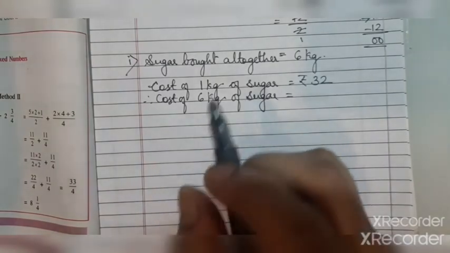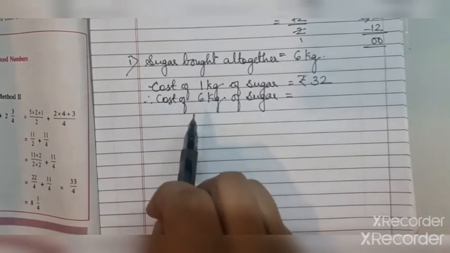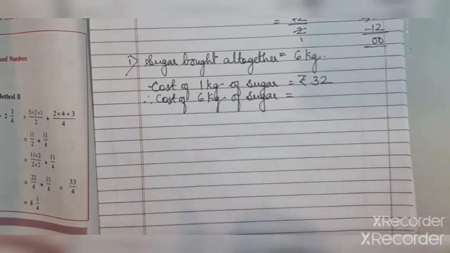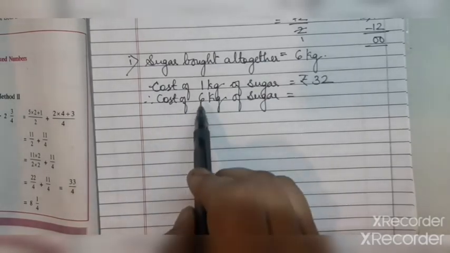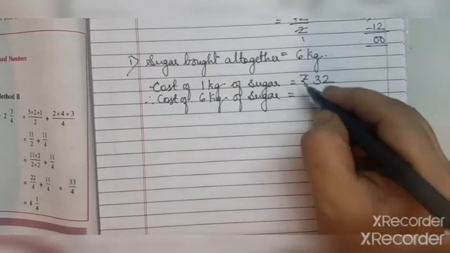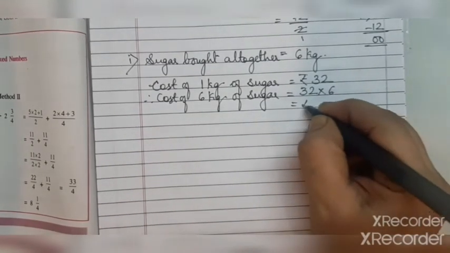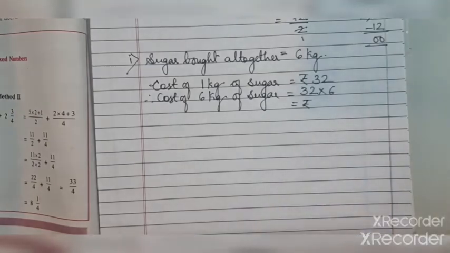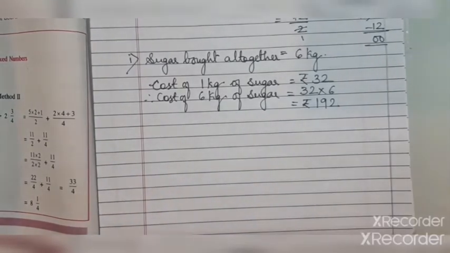Always remember, when it is given for 1 and when you have to find for many, we always multiply. It is given for 1 kg and we have to find for 6 kgs. So we will multiply 6 into 32. So 32 into 6, which is equal to, we'll write the answer, 192.